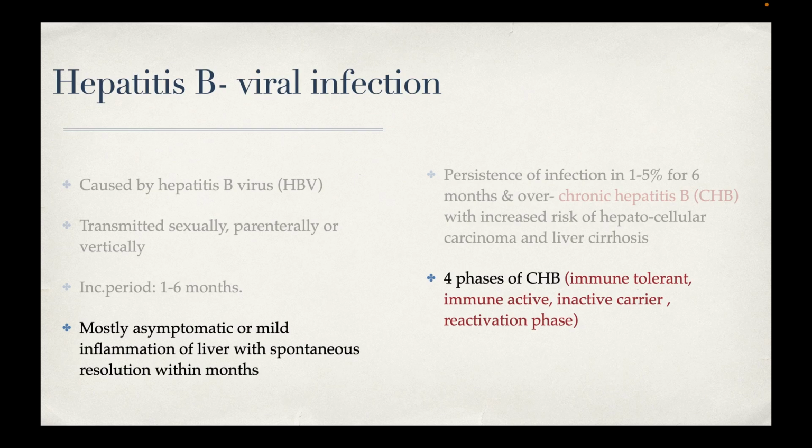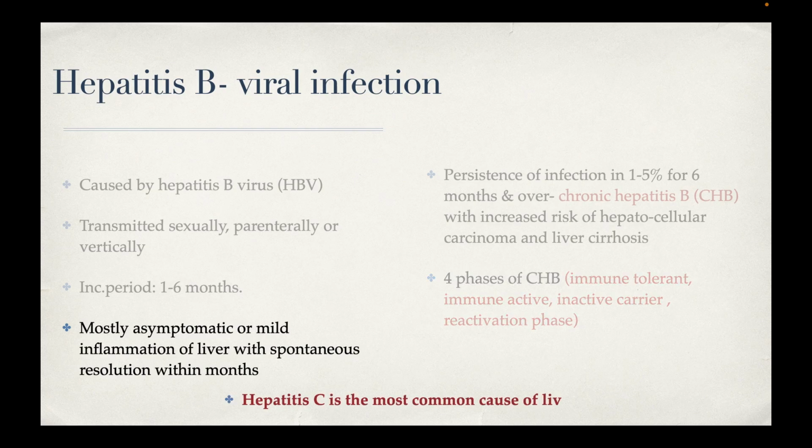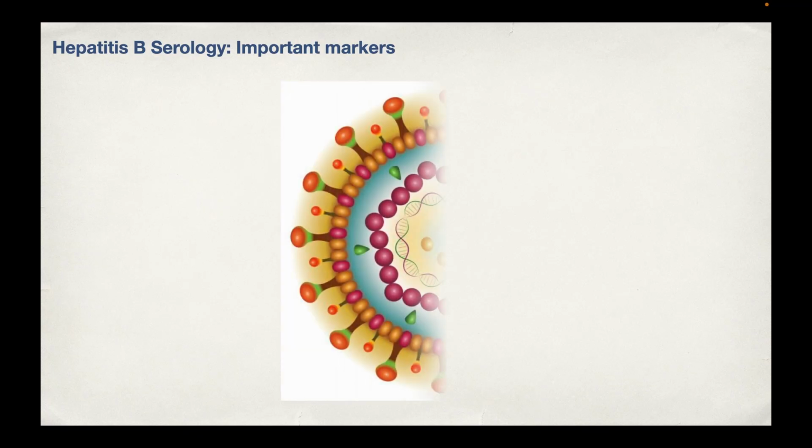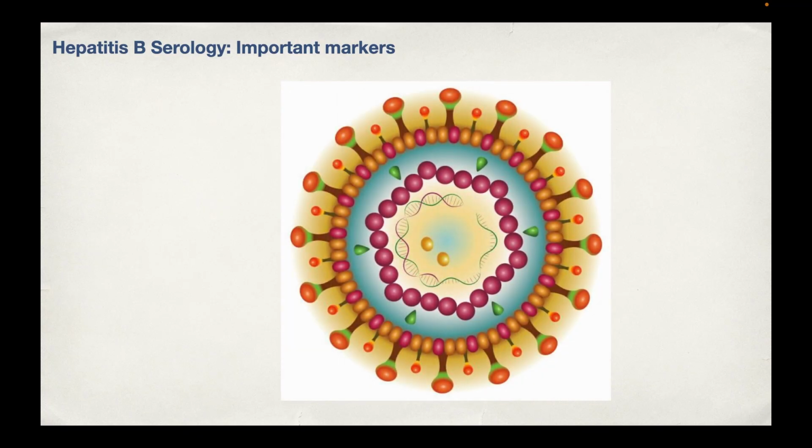Now, it is important for us to also note that hepatitis C is the most common cause of liver cancer, even though we said that chronic hepatitis B infection is associated with hepatocellular carcinoma. In order to understand the serology of hepatitis B infection, there are some important markers which we need to familiarize ourselves with. These markers are found on the structure of the hepatitis B virus.